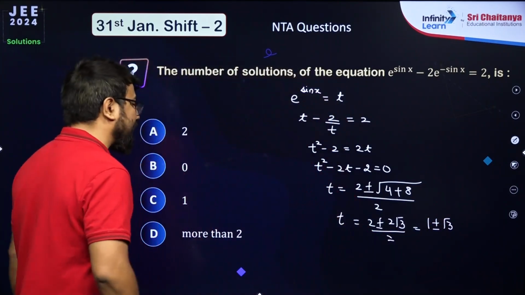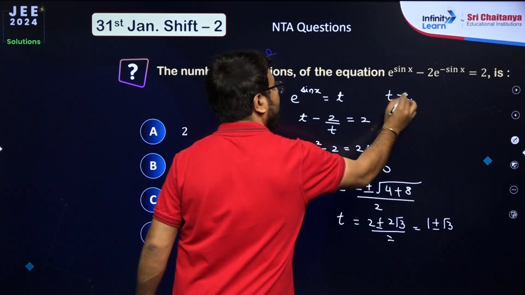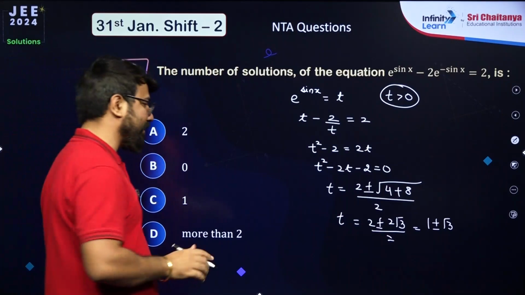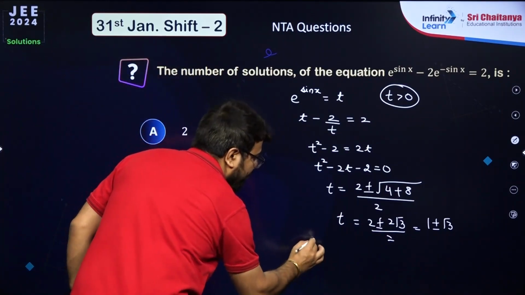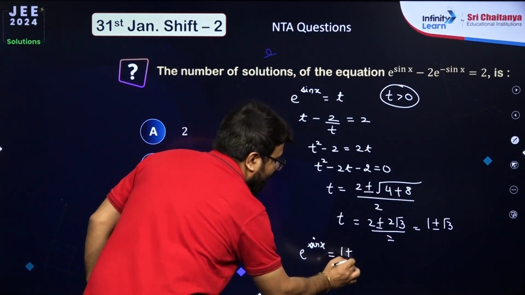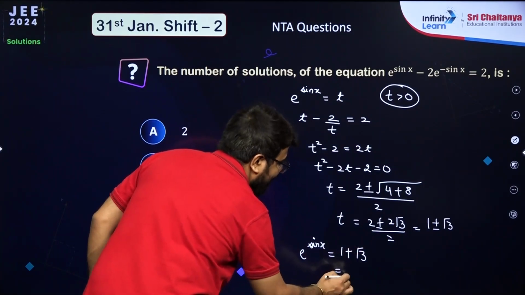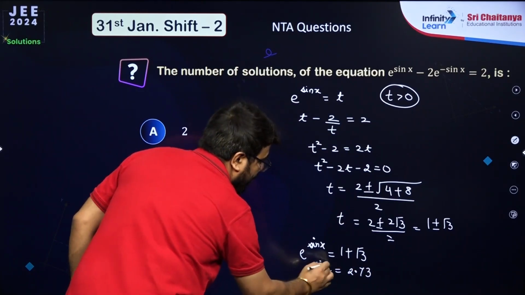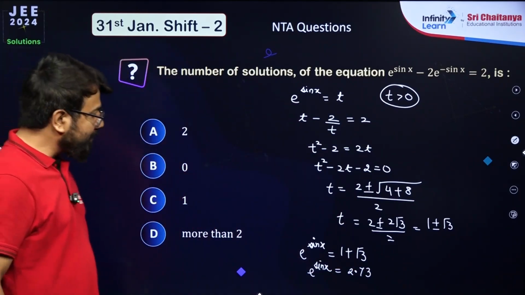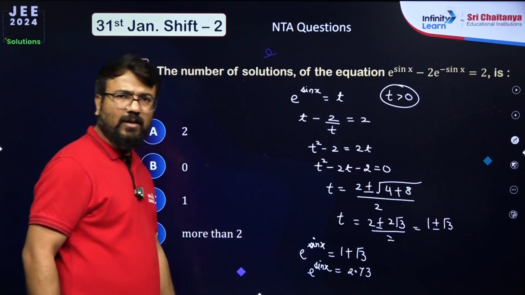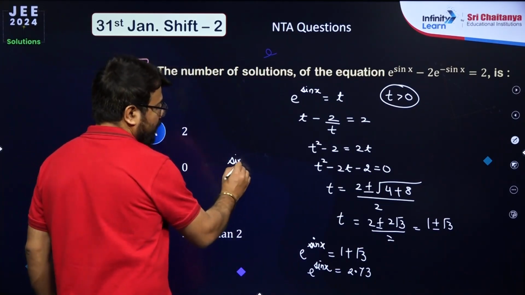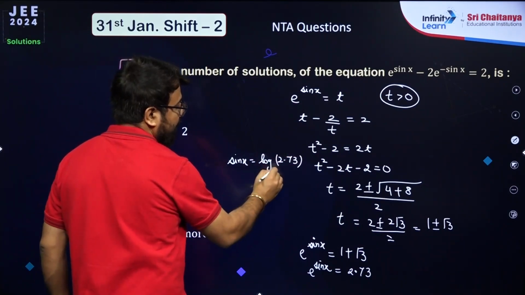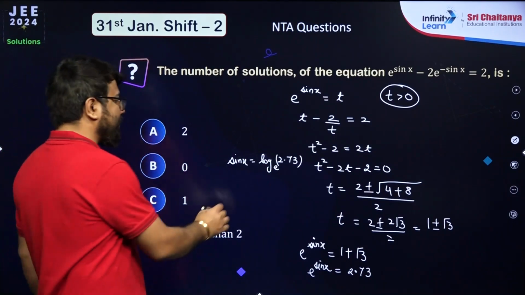So t is actually positive. Why? Because e raised to the power of something will always be positive. 1 minus root 3 is a negative value, so that will be rejected. So we can just equate e raised to the power of something with 1 plus root 3. Root 3 is 1.7 something, so it will be 2.73. Are you able to understand? And my dear students, from here, if I take the logarithm, sin x will be equal to log of 2 point something, to the base e. Now the e value is 2.71.